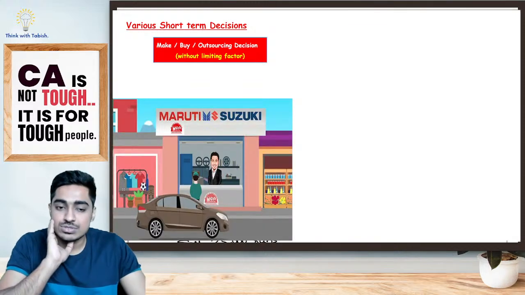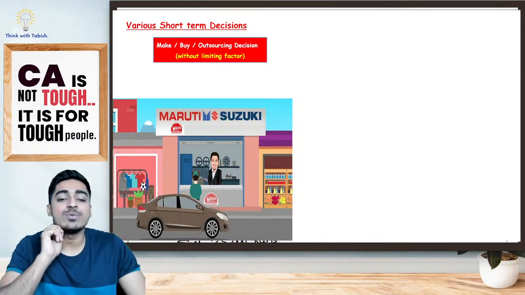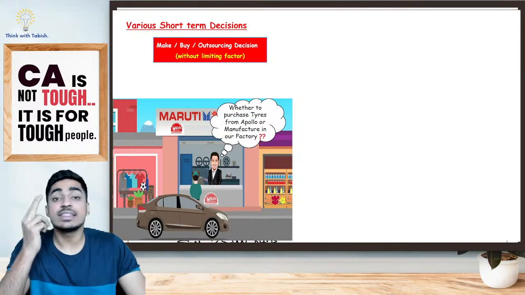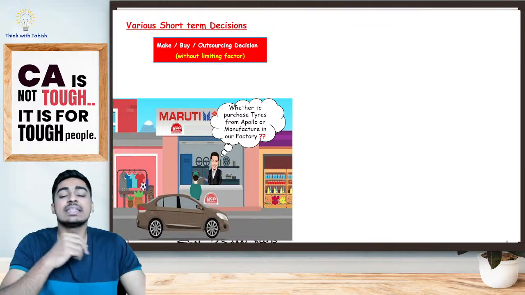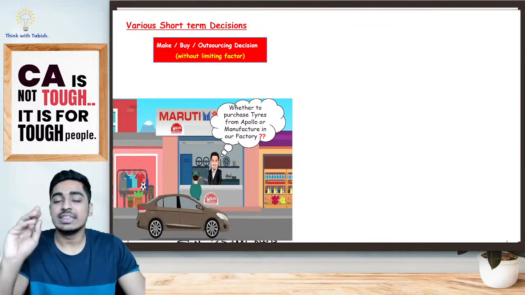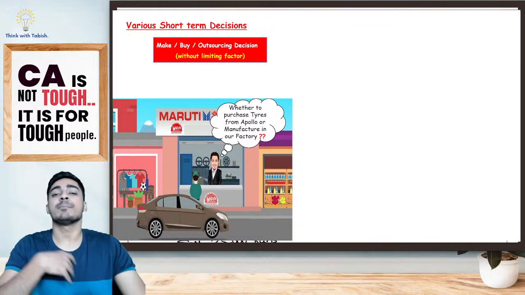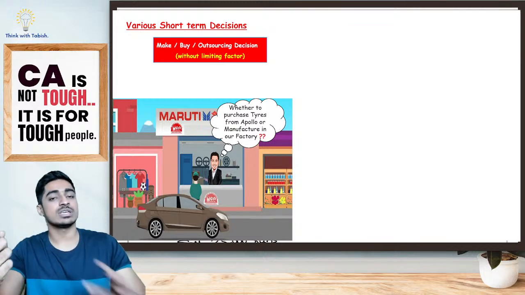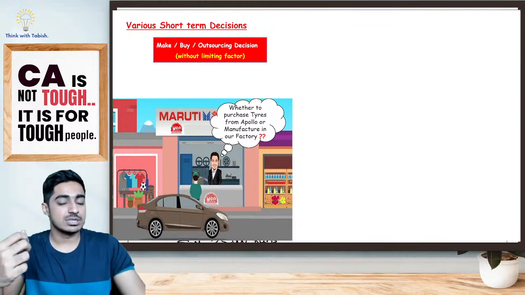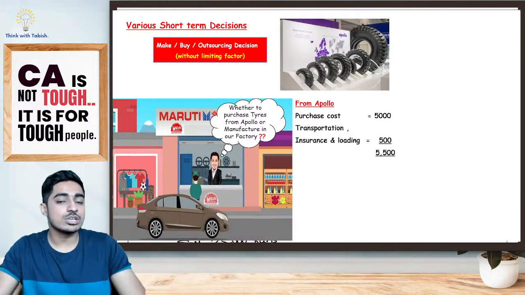Simple. Yes. So let us look at it with the help of an example. Suppose we are Maruti Suzuki. Okay. So we want tires. For each of our car, we want a tire. So we are thinking, should we buy the tires from Apollo or should we manufacture our own? This is the decision which we want to take. So we'll tell, if we are manufacturing on our own, what is the cost? If we are buying, what is the cost?